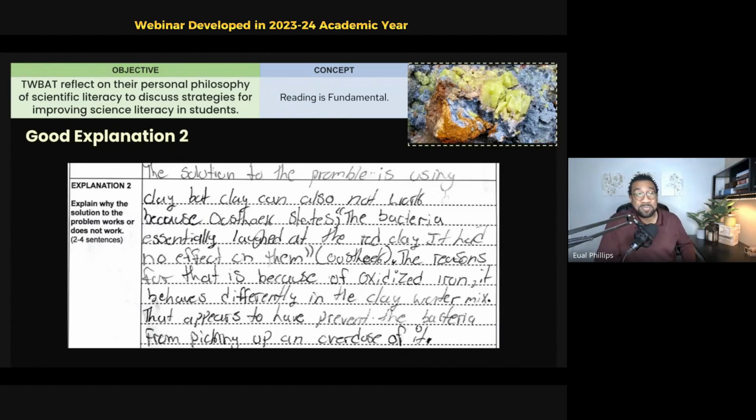Now, this is a chemistry class, and this made my heart jump because the student actually was using words like oxidize. They noticed that iron can change its form, and the form of iron affects whether or not the bacteria will be able to digest the iron. So they were able to explain why the solution works in some cases and why it doesn't.